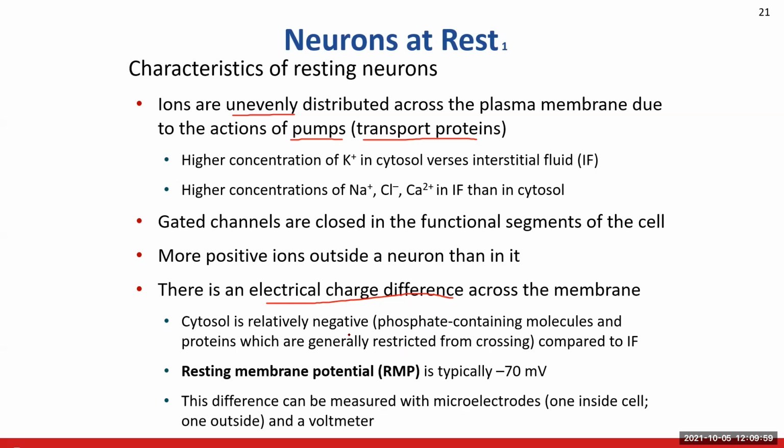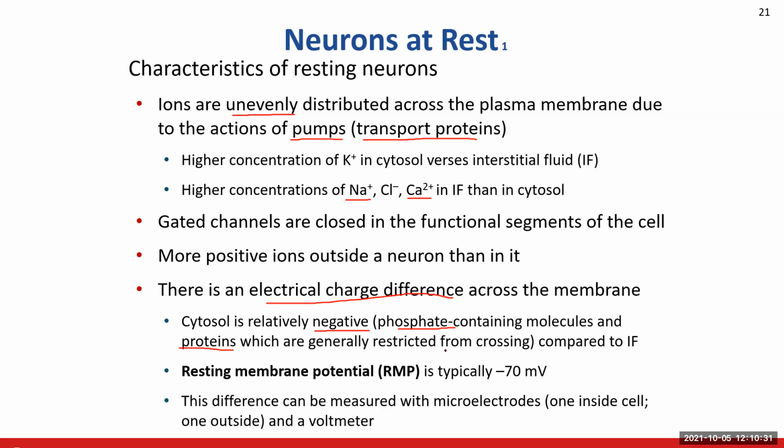For the cytosol, it's going to be relatively negative, and that comes from, remember the phosphate I was telling you about, and also the proteins. They're going to be the ones that really give the inside of the cell its negativity. So really it's going to be the phosphate containing molecules and the proteins inside the cell. And then we'll have sodium outside the cell, we'll have calcium outside the cell. That'll help to give some of that positivity to the outside of the cell.